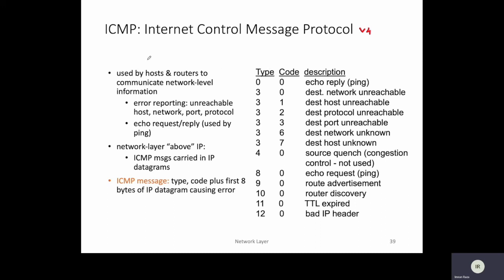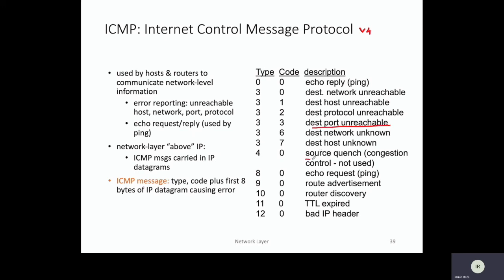And by the way, this ICMP message is carried inside the IP datagram as we carry either TCP or UDP segment. Right? So it's above the IP, right? It has the 3 fields: the type, code, and description. Right? For example, you might have come across many of these different errors here. For example, the destination port is unreachable, right?